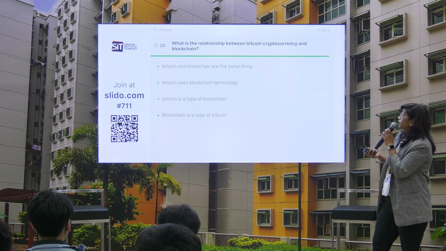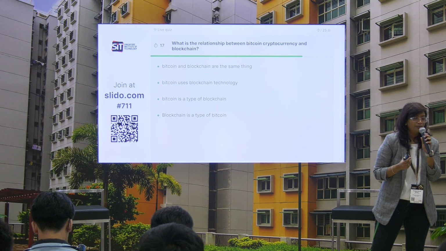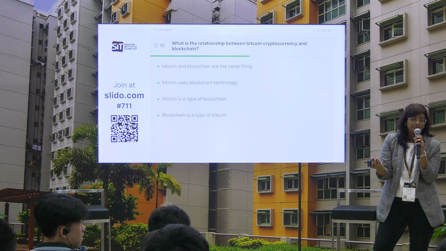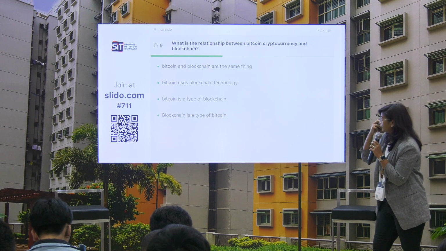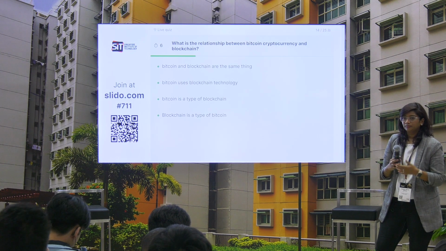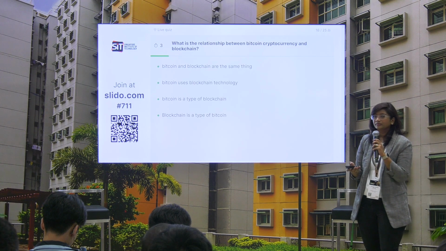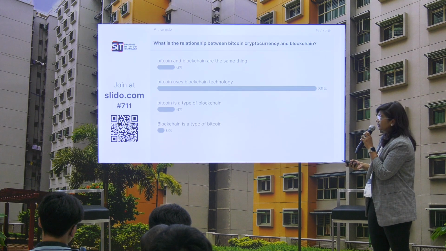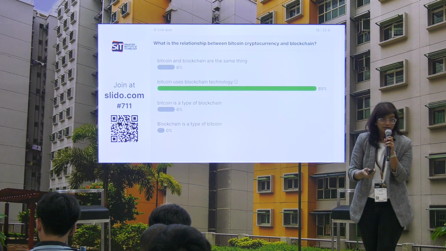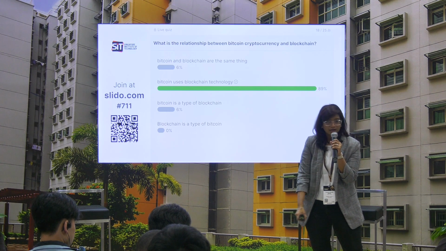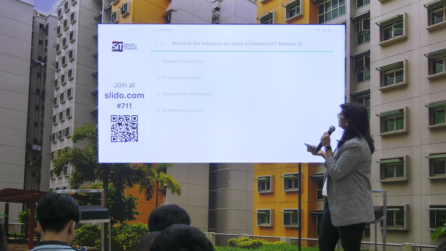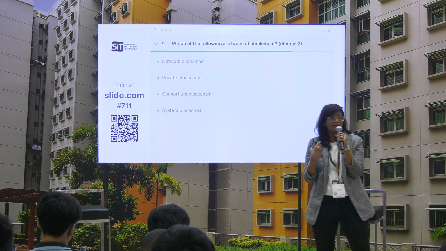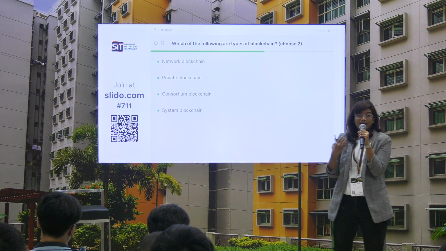What is the relationship between the Bitcoin cryptocurrency and the Bitcoin blockchain, for example? We saw blockchain is not the same as cryptocurrency, but what is the relationship between them? Yes, Bitcoin basically uses the blockchain technology to enable P2P transfers, right? So which of the following are types of blockchain here? We saw some types of blockchain. Some are more secure, some are less secure, some need additional endpoint security.